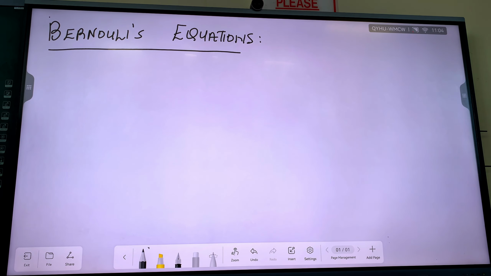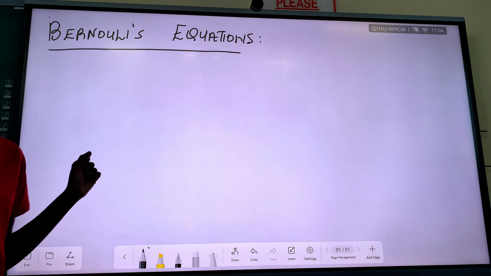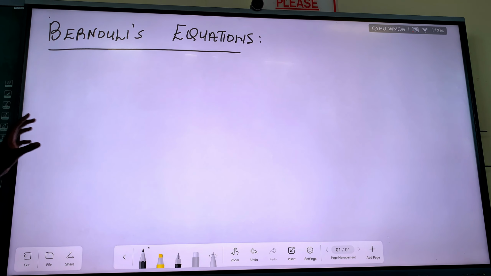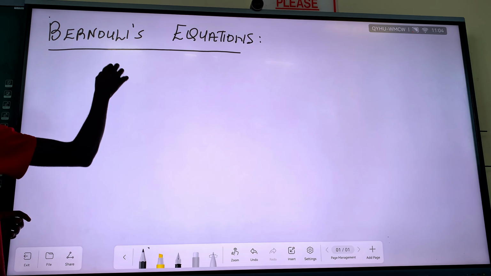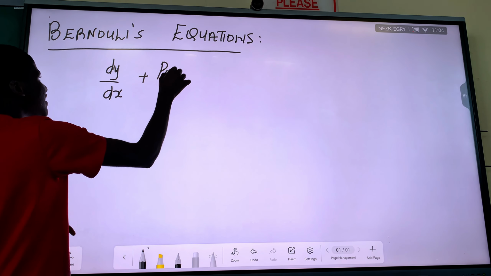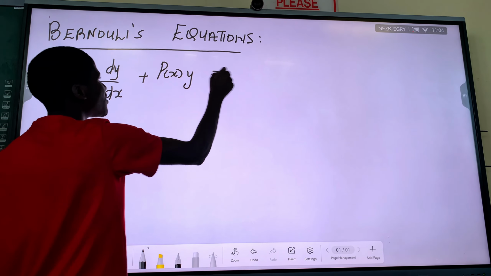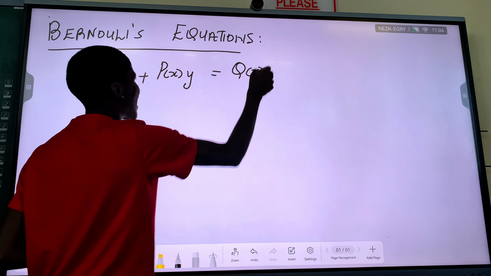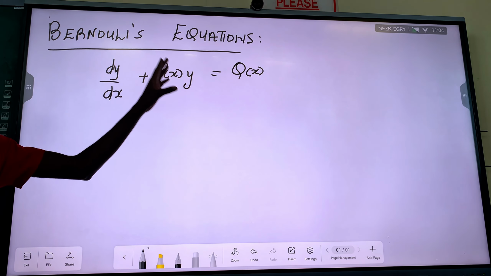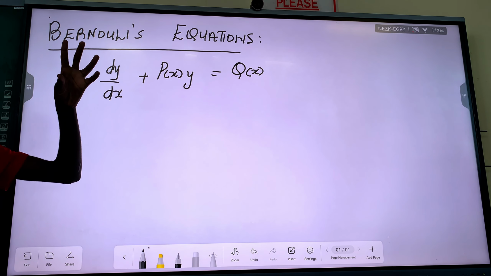So, the Bernoulli equation, I want to build it from the fact that you know what a first order differential equation is, a linear one. A linear first order differential equation has the format dy/dx plus p(x) times y raised to the power 1 is equal to q(x), right? This is the format that we had for a first order linear differential equation.